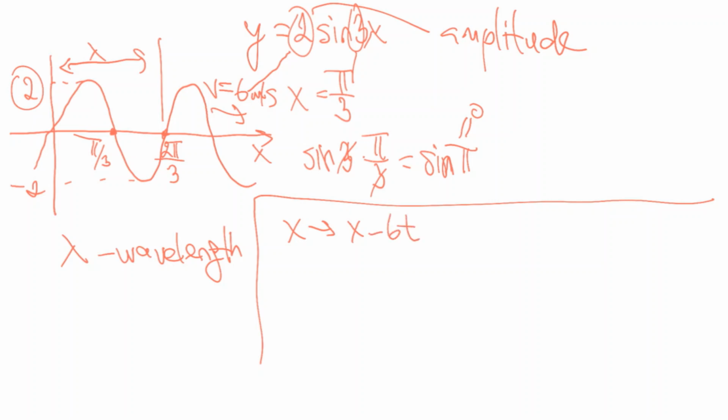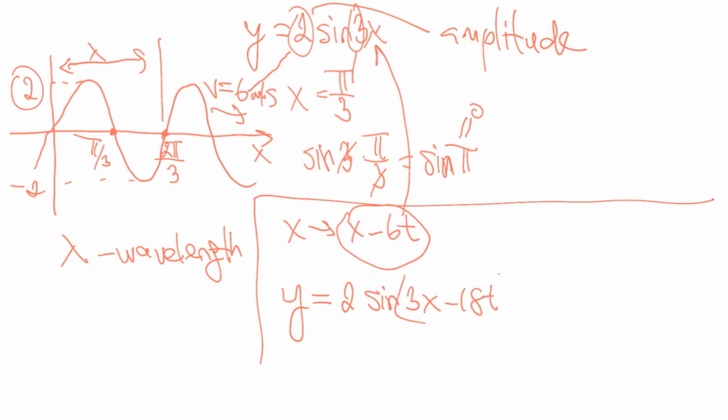And by the way, if I write it here instead of x in this equation, my equation will now become y is equal to 2 sine of 3x minus 18t. So if I just keep it in the brace here, it will be in the same way as sine 3 times x minus 6t.